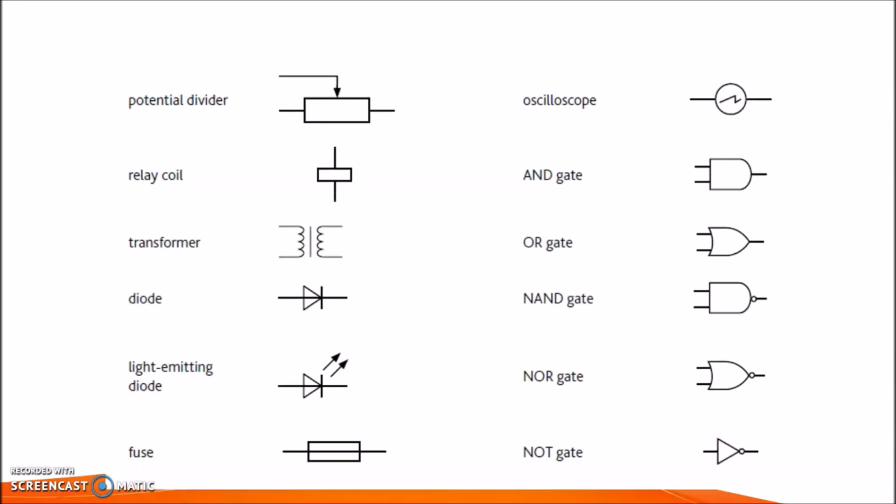And then the next one, you have potential divider symbol. And then go to relay coil, transformer, and then up until all the gates. And you have a total of 5 gates. Start with AND gate, OR gate, NAND gate, NOR gate. The last one is NOT gate. So basically I can say all these symbols you have to remember.